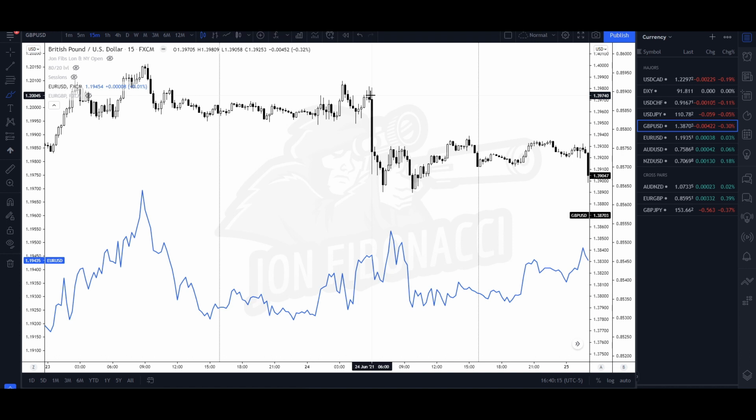Where you're looking at majors, looking at crosses as well, and confirming what's going to be strong and weak, and hopefully, if it's a buying opportunity, to buy strength, or if it's a shorting opportunity, to short weakness, and that's really about it.